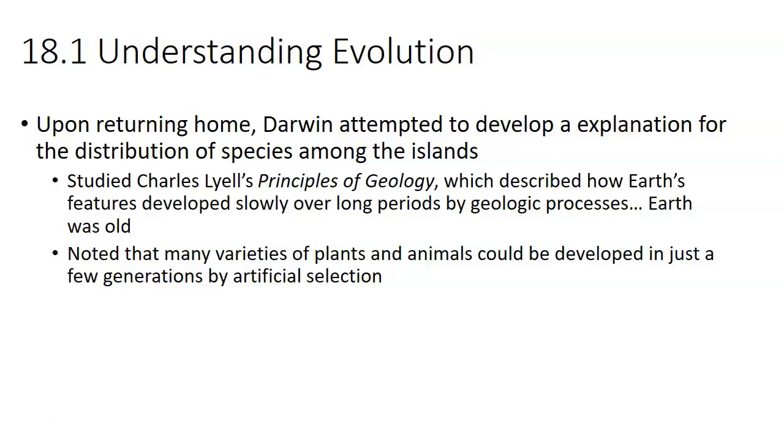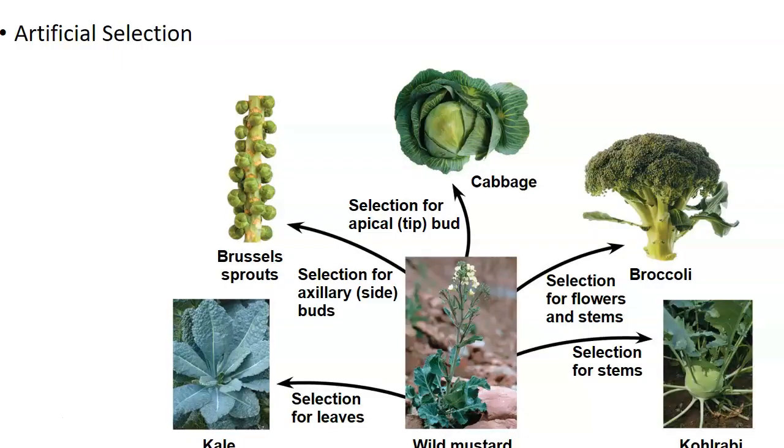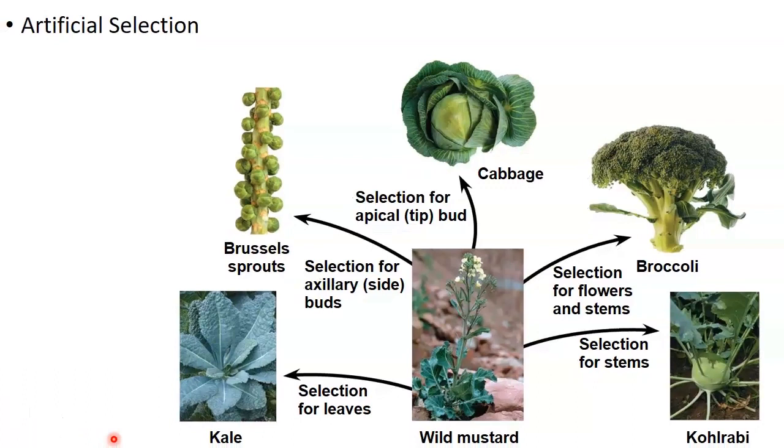There have been and are still many varieties of plants and animals that are bred for particular traits. So they're artificially selected instead of the environment selecting for the traits that should be possessed by those plants and animals. Instead, humans are able to select for those plants or those animals that have specific traits in order to increase the frequency of those traits in a particular population. So let me show you this.